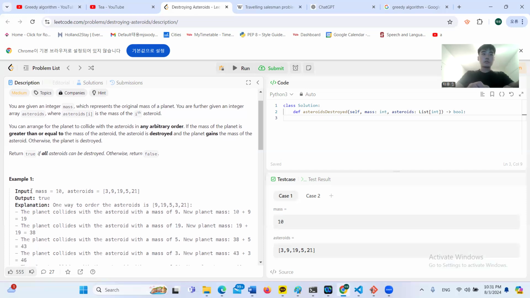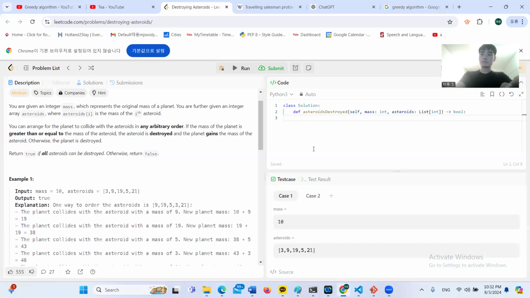But anyways, you can see from the test case, when mass is 10, asteroids are 3, 9, 19, 5, 21. So we beat 3, giving 13. So the next best optimal when you're using greedy algorithms is 5. So we eat up 5, then it becomes 18, and then we eat up 9, 27, and then we eat up 19, 41, so on and so forth.